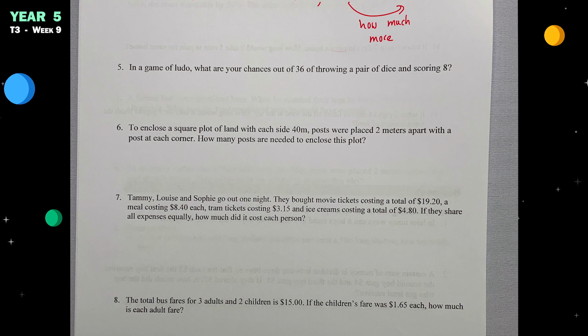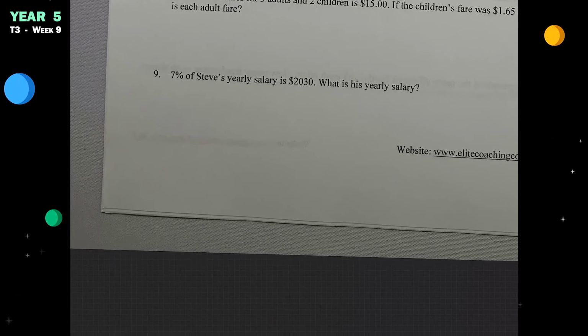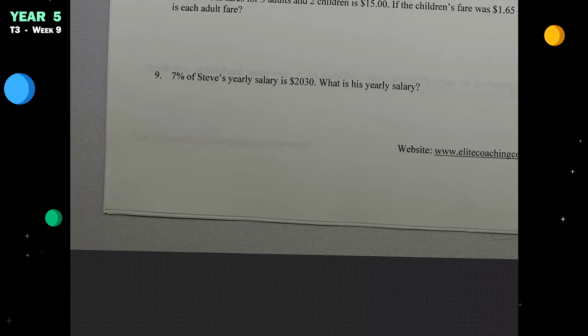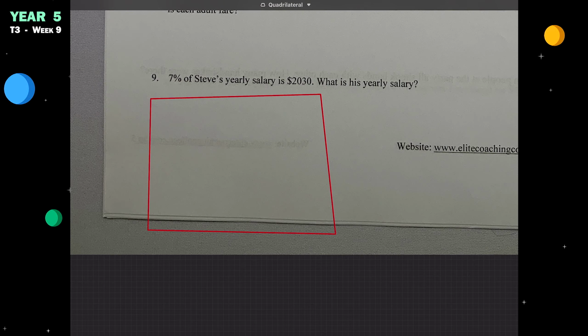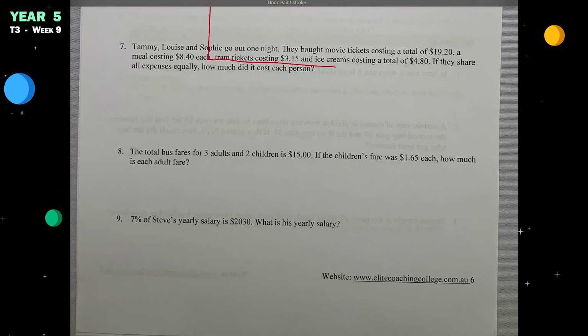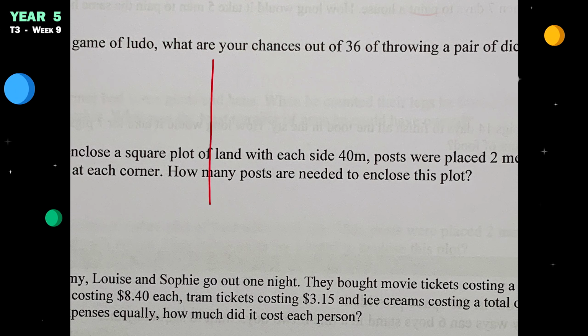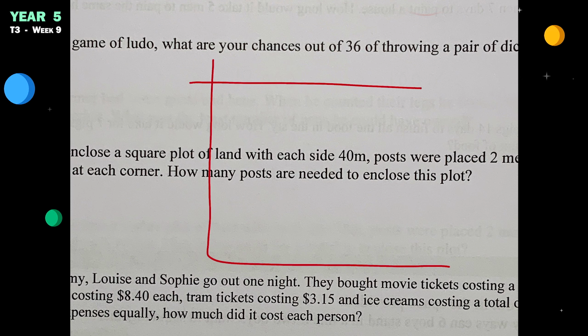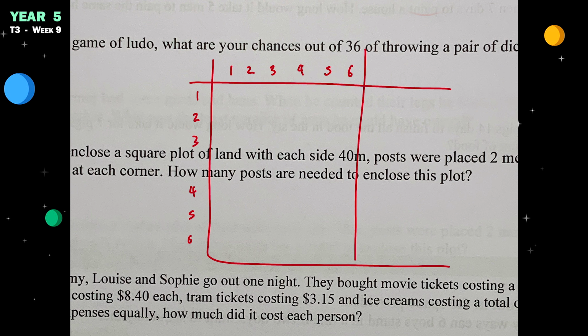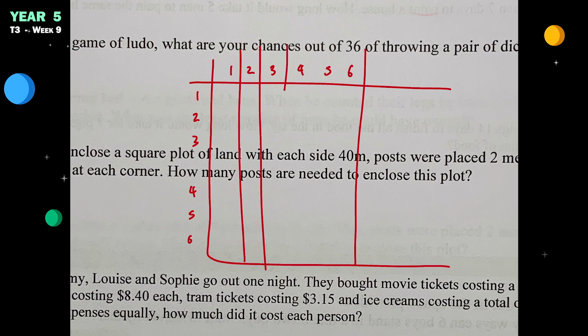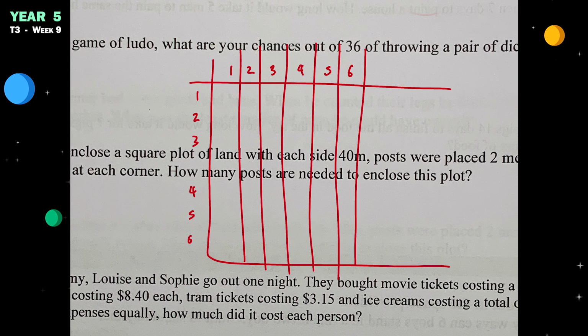Well, the way we do that is we're going to draw a table. I'll just draw a big table here, a very wonky table. 1, 2, 3, 6. Okay, so we draw a table with our 2 dice, and we're going to add the sum of all of the results.